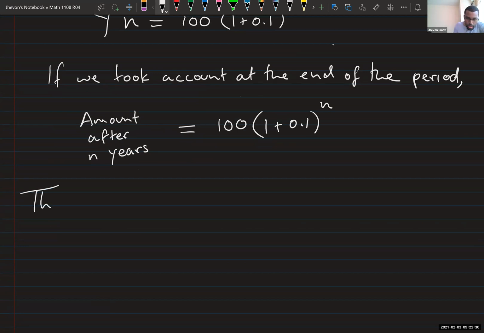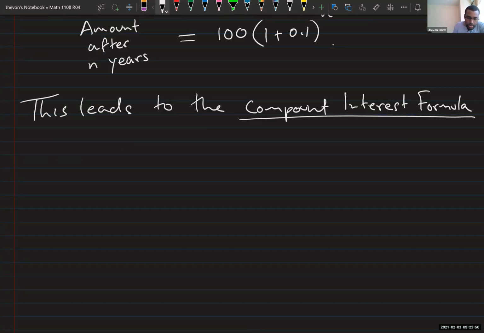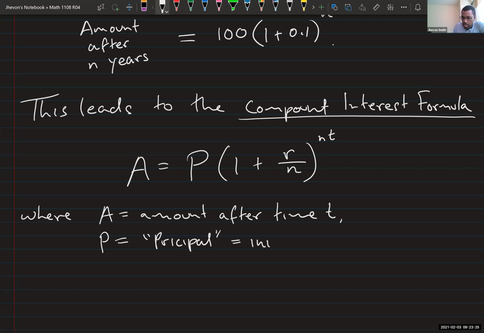So this leads to the compound interest formula. And we will do a lot more with this when we get into finance. So the idea is the following, and that is A equals P times 1 plus R over N, to the N times T, where A equals the amount after time T, P is what we call the principal, which is the initial amount.